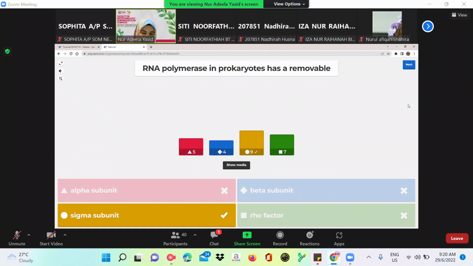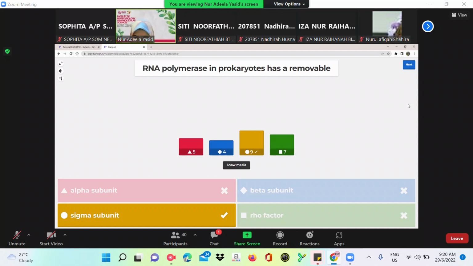When we look at these questions, sebenarnya dia give you some tricky keywords. RNA polymerase in prokaryote has a removal. What does it mean by removal here? So please be careful. Make sure you understand the questions. Do you understand why the answer is sigma subunit? What you have in mind for those yang jawab rho factor, beta subunit?